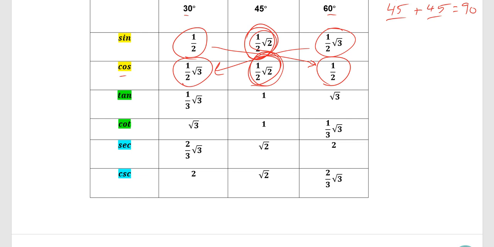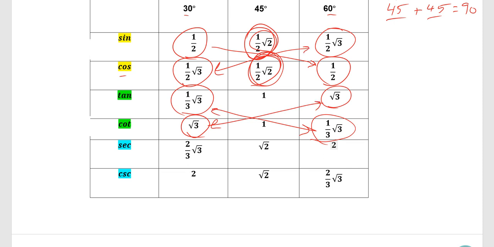Tangent of 30 degrees is 1/3 square root of 3. Cotan of 60 degrees is 1/3 square root of 3. Tangent of 60 degrees is square root of 3. Cotangent of 30 degrees is square root of 3. I should have double arrows to show that these are equal. Tangent of 45 is 1. Cotangent of 45 is 1. Same for secant and cosecant. The function of one of the angles is equal to the cofunction of its complementary angle.